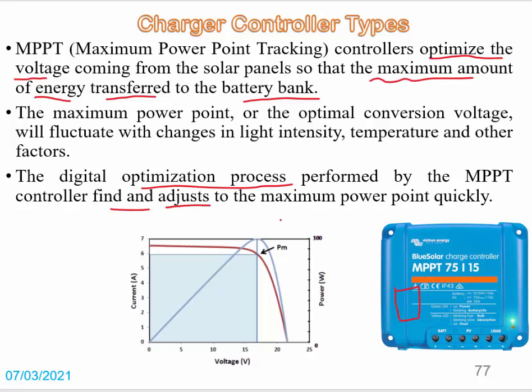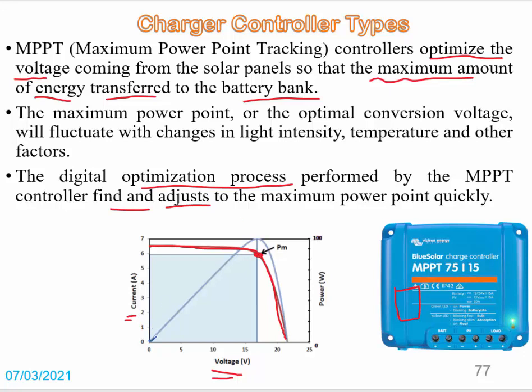We can see from this curve we have the voltage. This is the output of the solar panel, and we have the current. You can see the red one. This curve is the relation between the voltage and the current. This point is the maximum tracking point, or the maximum power point. At this point, we can see we will get the maximum power.